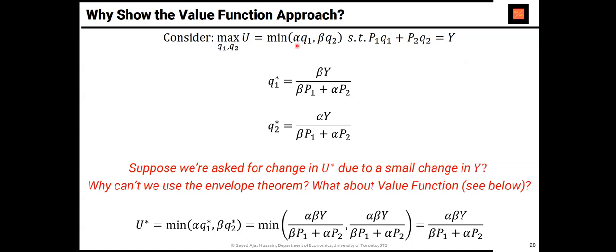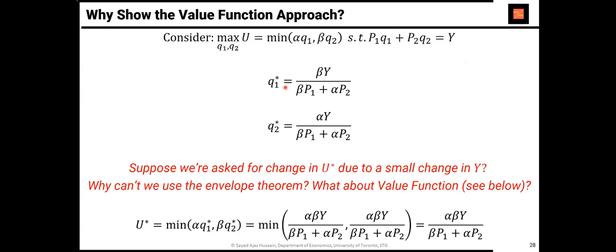Intuitively, you don't need calculus to solve this problem. Since your utility depends on the smaller of these two numbers, the optimal solution is for you to have these numbers be equal to each other, right? Because you don't want any one term to be bigger than the other. You'd be wasting utility and also money. So at the optimal solution, these two things must be equal to each other. So if you set alpha q1 equal to beta q2 and solve it together with this budget constraint right here, that's the answer for good one, good two.